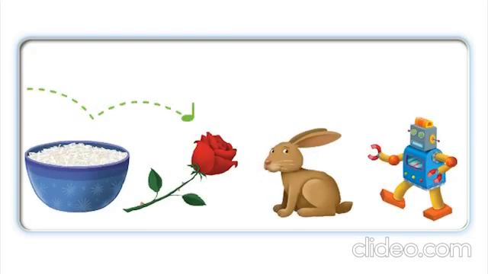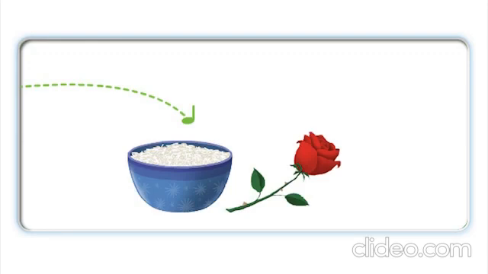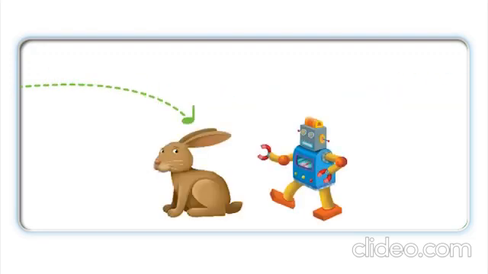Rice, rose, rabbit, robot. Rice, rose, rabbit, robot. That is your rice. That is your rose. That is your rabbit. That is your robot.